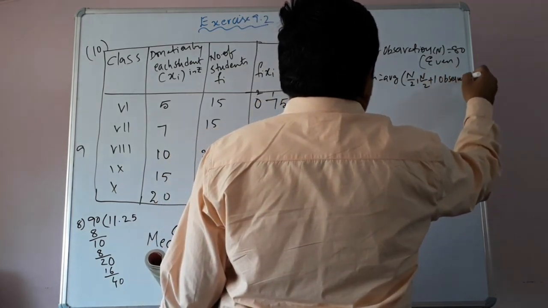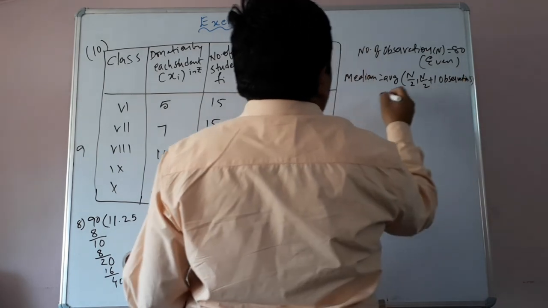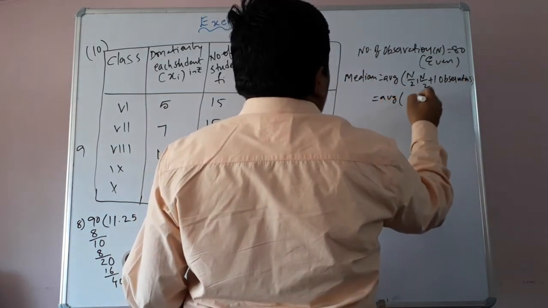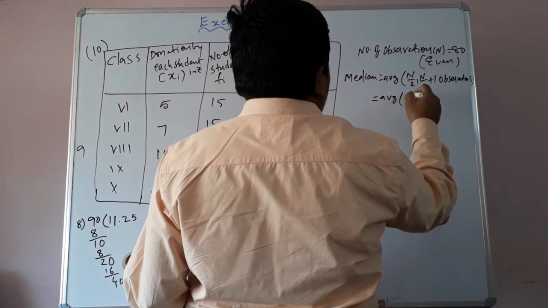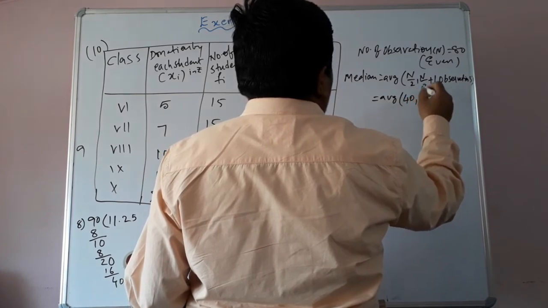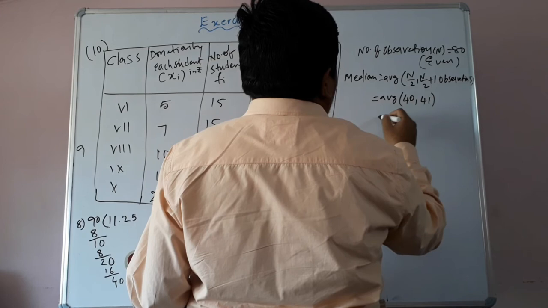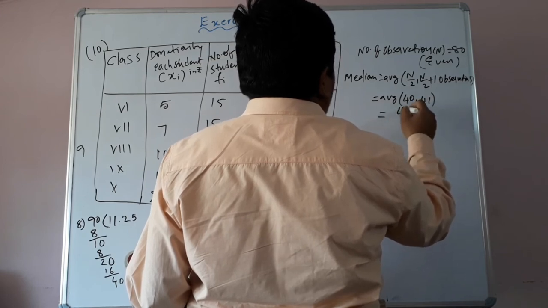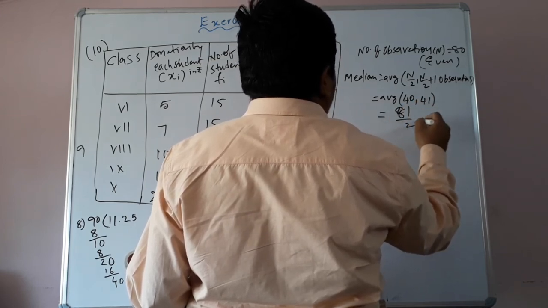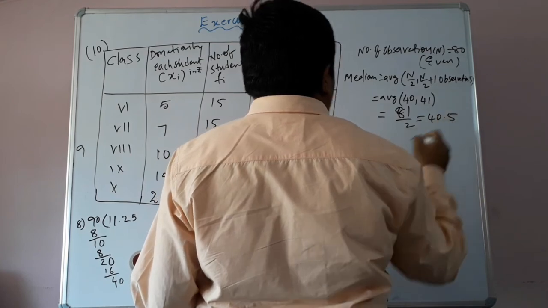N by 2 comma n by 2 plus 1 observations. So that is the average of n by 2 means for 80 by 2, that's 40, and 40 plus 1, 41. Average of 40 and 41, that is 40 plus 41, 81 by 2. We get 40.5.